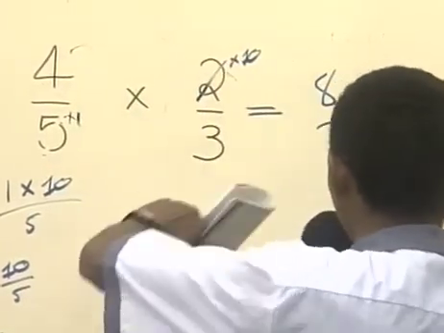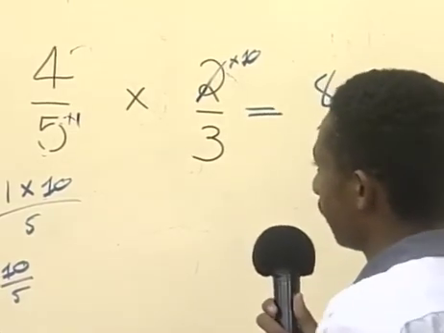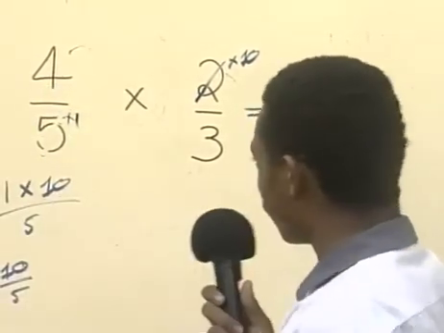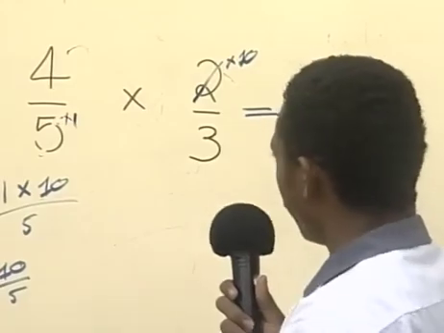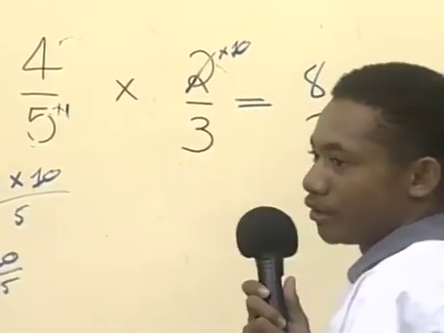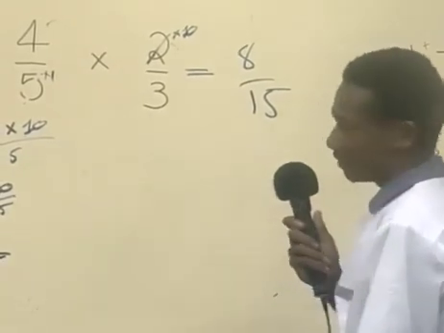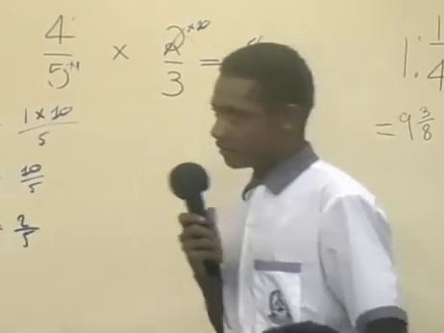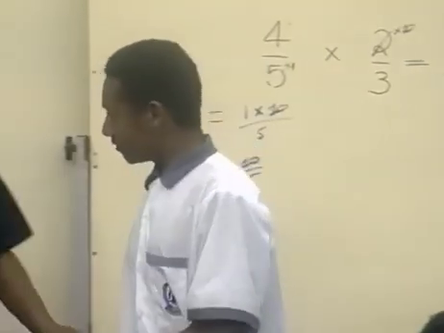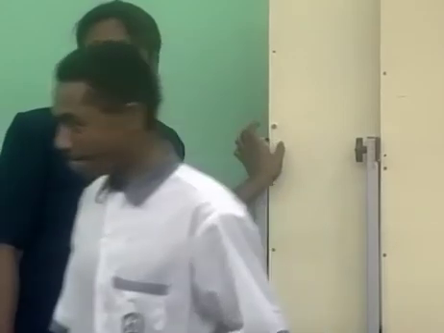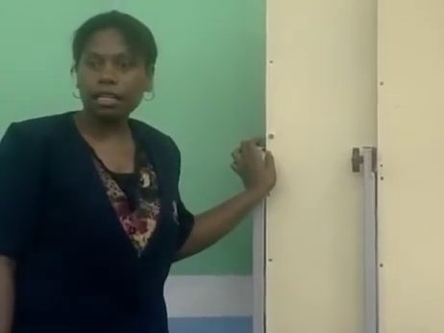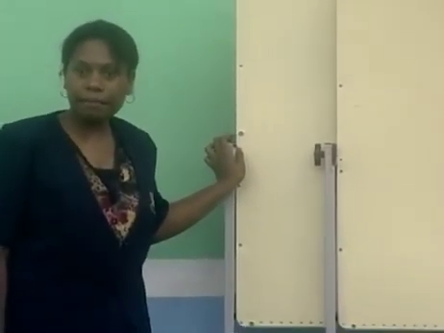Okay, my answer is 8 over 15. We have no common factor on this, so we just multiply numerator to numerator and denominator to denominator to come up with the answer. Okay, sorry, what's your name again? Eddie. Okay, did you hear what Eddie said? Yes? What did Eddie say?